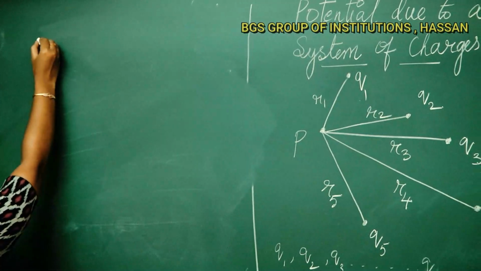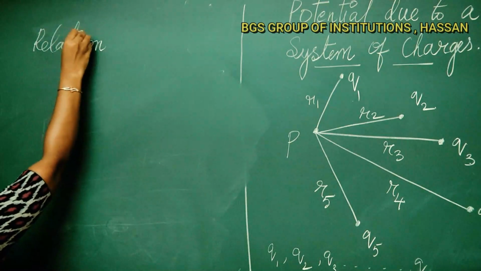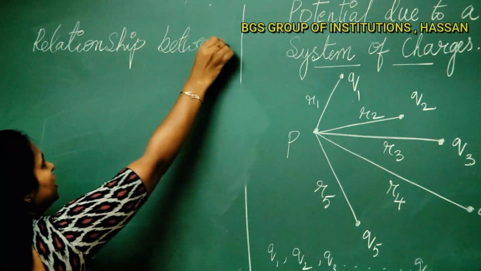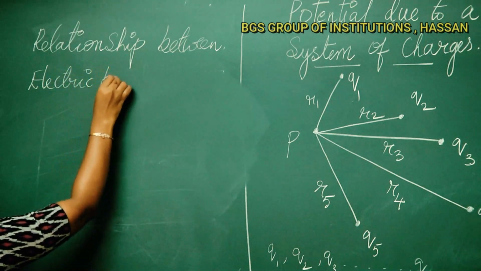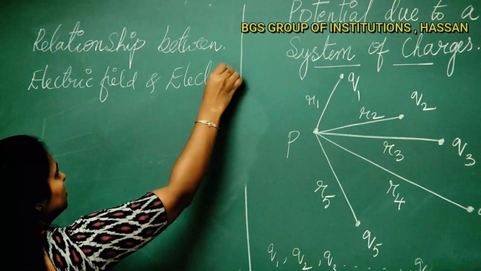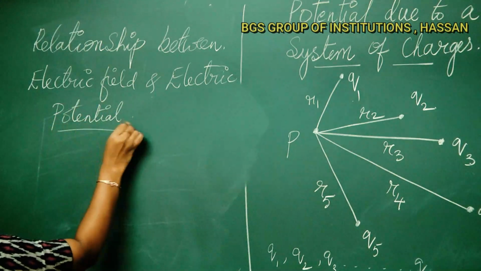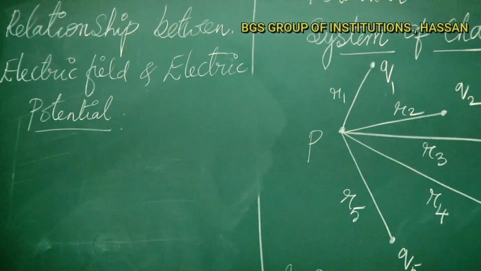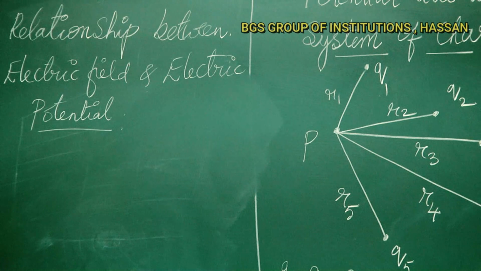Next, we will derive the relationship between electric field and electric potential. It is a very important question. You may get it for 2 marks or 3 marks. It is a very important derivation.